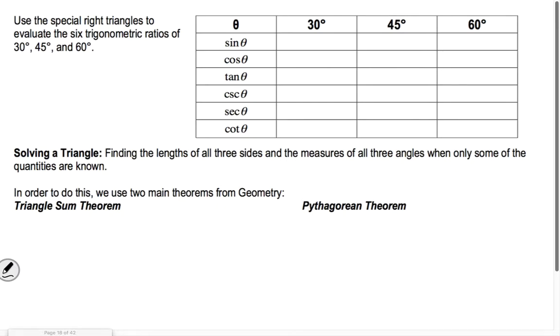So to make this really simple on us, I'm going to do 30, 60, 90 here. Let's make this 1, this 2, and this root 3.